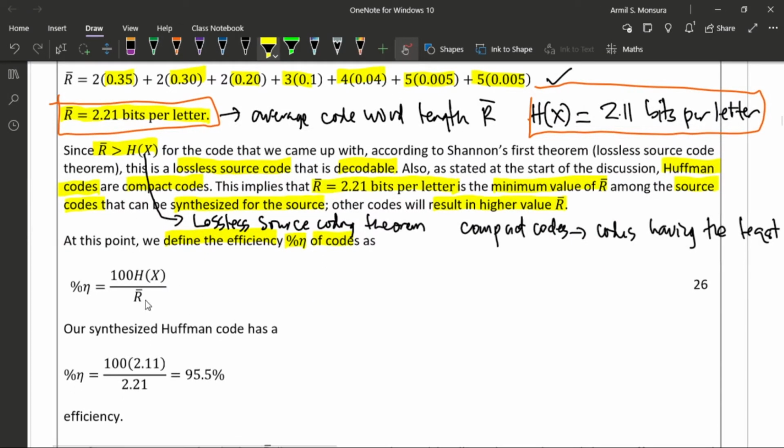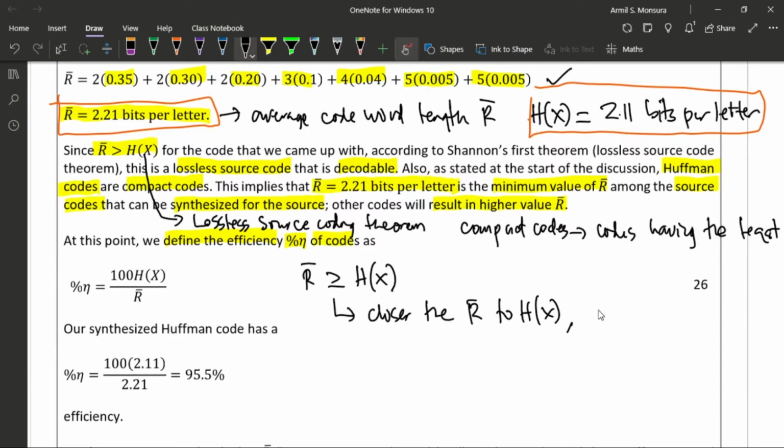So it's 100 times the entropy divided by R bar. So ito yung sinasabi ko kanina that the lower the value of R bar, or the closer, remember, the condition was your average code word length should be at least your entropy. But we mentioned earlier that the closer the R bar to H, or to entropy, the more efficient the synthesized code is. Mas efficient yung code kapag mababa yung R bar.